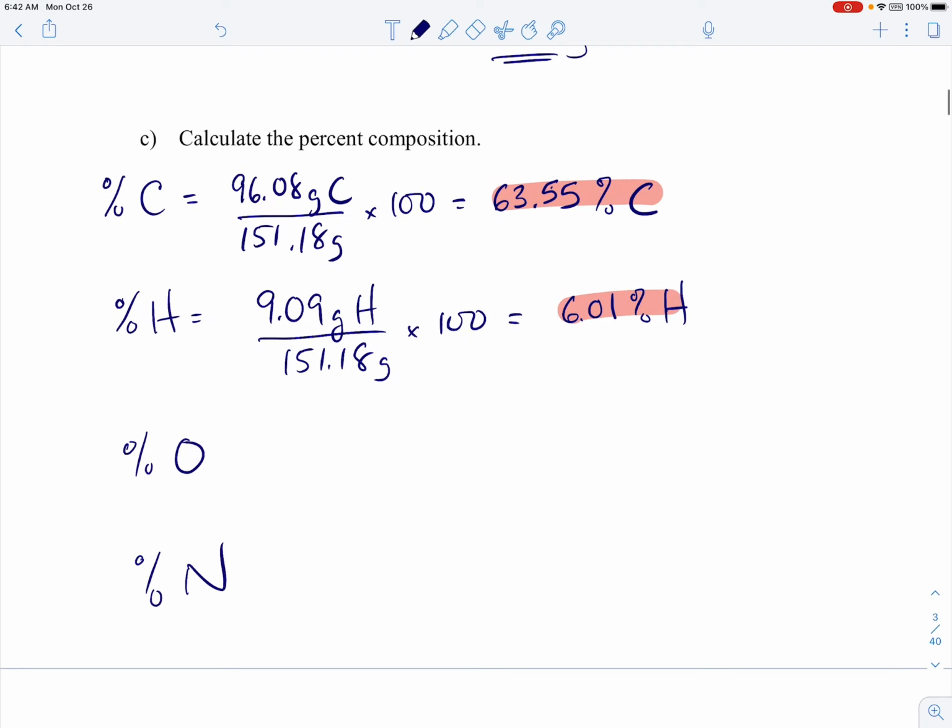When you've done all of the percentages and add them up, you should find that the answer is very close to 100%. You may have a 99.99 or 100.01 because of rounding issues, but it should add up to approximately 100%.